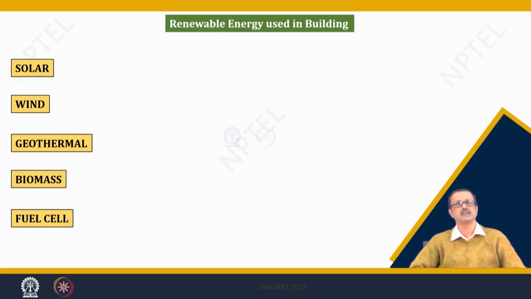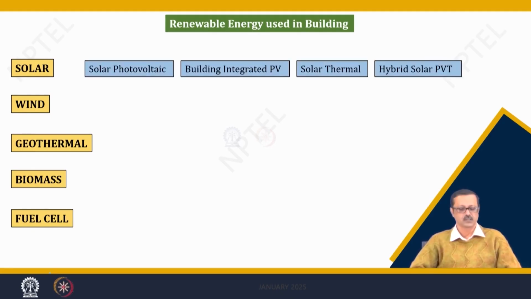In solar, there are so many types of solar energy potential that the building can be integrated with. One is the straightforward solar photovoltaic cell, solar PVs. Then we can go for building integrated PV systems, BIPV. So, on the surface of the building we can integrate the PV systems. In some buildings where hot water is required, we can think of solar thermal systems, and you can also use hybrid solar PV systems, where solar photovoltaic and thermal can both be integrated with each other.